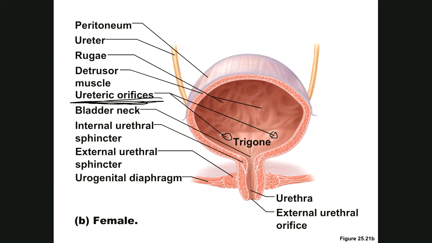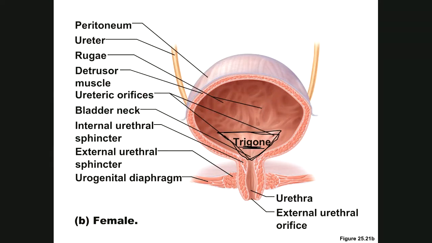So that's the opening to this ureter. Comes right here like this. Same thing on the other side. And then there's also an opening down here to the urethra. That's called the urethral orifice. And so urine is going to flow through here and flow out. Well, look, a triangle gets created right here. And that triangle is called the trigone.